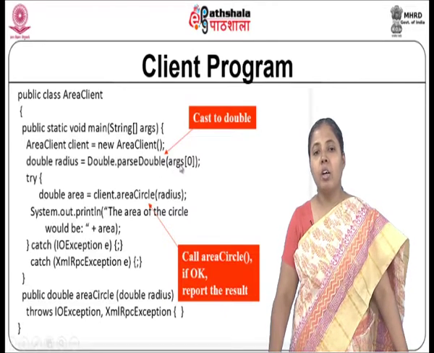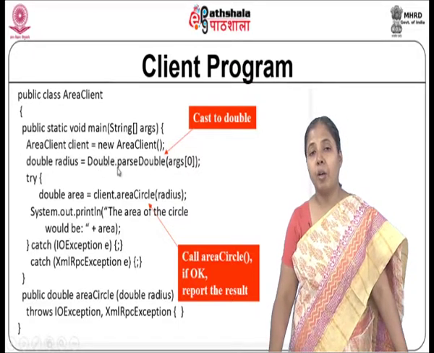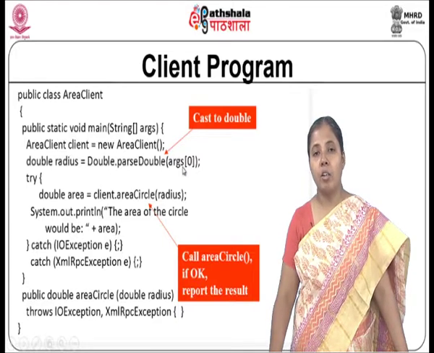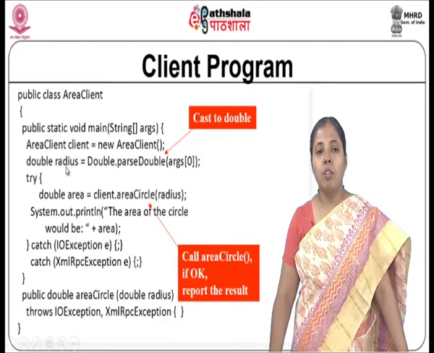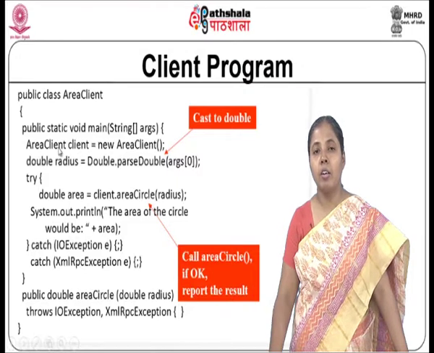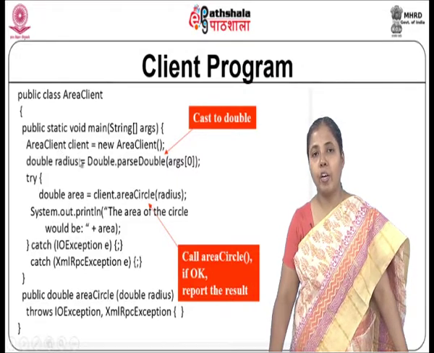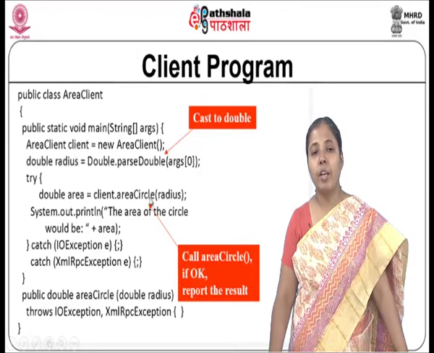So, here convert the string, use the parseDouble method of the Java wrapper class Double, and then convert the string to a double value. So, now you have a radius which is a double value. Now, with this radius you are going to call the method called area circle. This area client is the client program you are writing. You instantiate an object called client, so this object dot area circle.